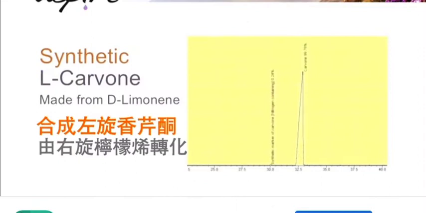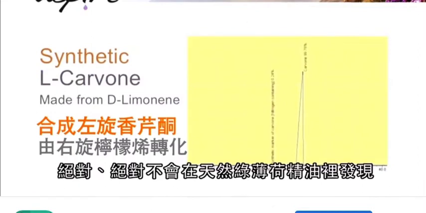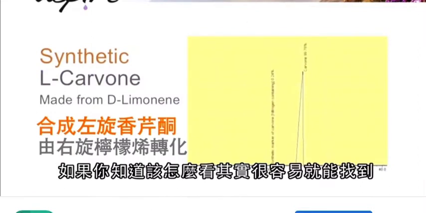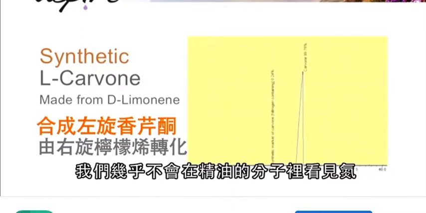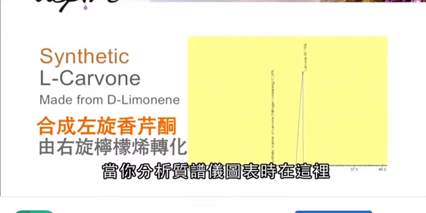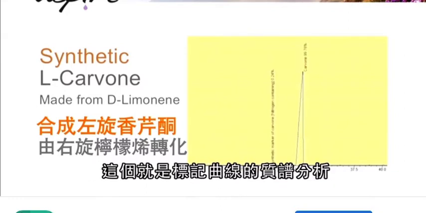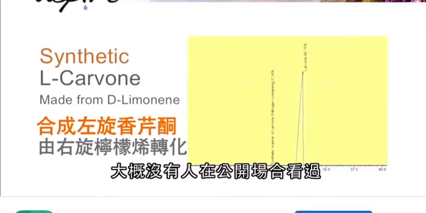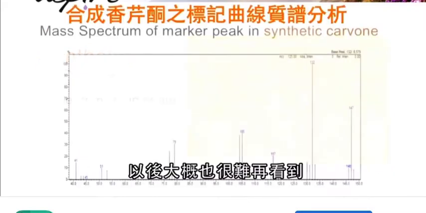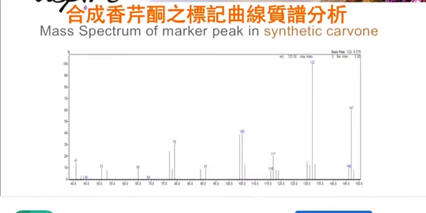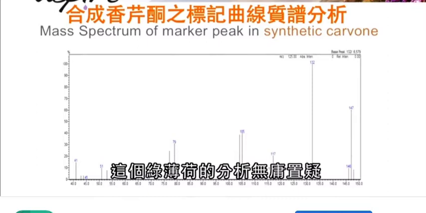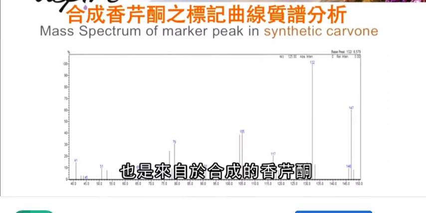That little peak. Not present in natural spearmint oil ever. It's a very easy peak to find when you know what to look for because it contains nitrogen, and very few molecules in essential oils contain nitrogen. When you look at the mass spec, there it is. That's the mass spec of this marker peak. Probably nobody's ever seen this in public before. And no one probably will again. So without a question, this spearmint is being used in mass. It's come from synthetic carvone.